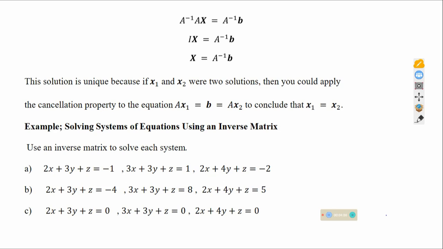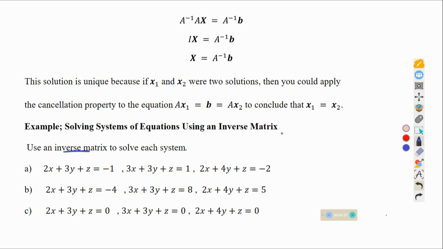Our example number 1. We need to use an inverse matrix to solve this system here. That is 2x plus 3y plus z is equal to -1, 3x plus 3y plus z is equal to 1, 2x plus 4y plus z is equal to -2. So first of all, we shall need to express these equations here in matrix form, since we need to use the inverse matrix.